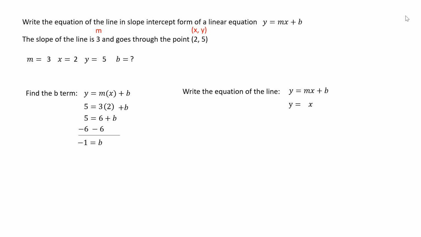So I left the m and the b blank, right? The slope and the y-intercept. So it's the same slope, it's still 3, right? And then I plug in my y-intercept, and that is my final answer. y equals 3x minus 1. So that equation goes through the point (2, 5).